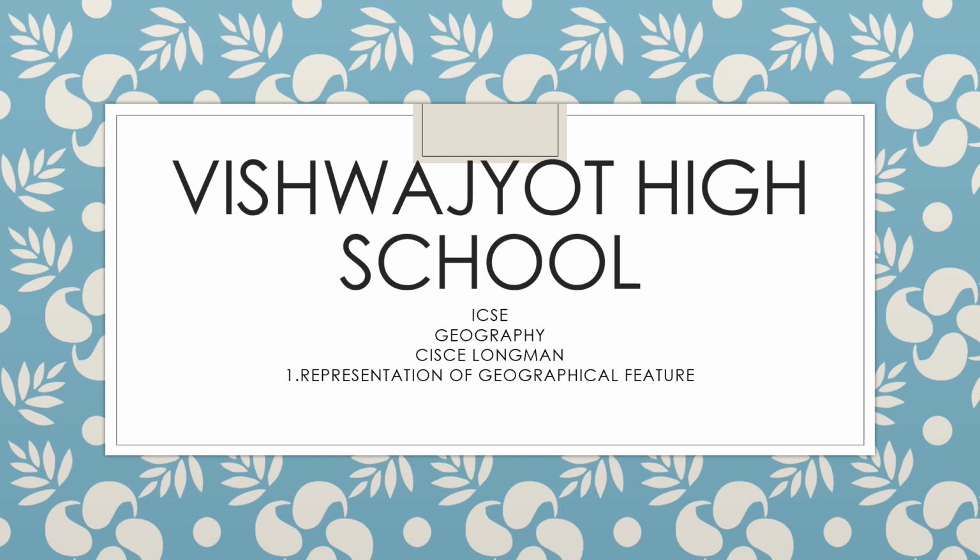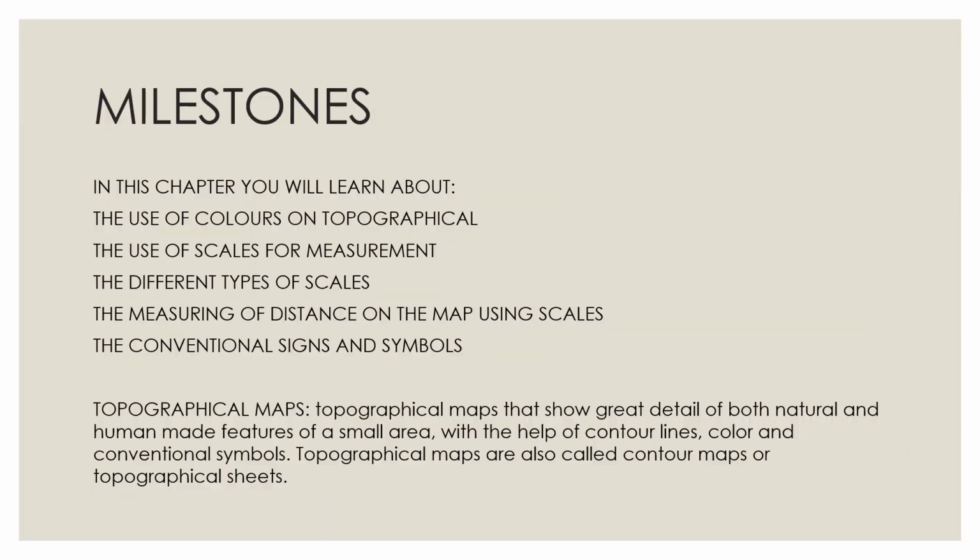Welcome back. Today I am going to start with a new subject, geography, and our first chapter is representation of geographical features. So let's get started. Our milestones for this chapter are: in this chapter you will learn about the uses of colors on topographical maps, the use of scales for measurement, the different types of scales, the measuring of distance on the map using scales, and the conventional signs and symbols.